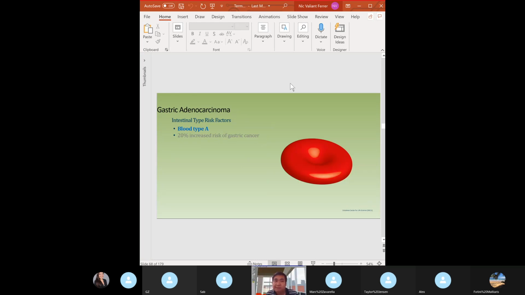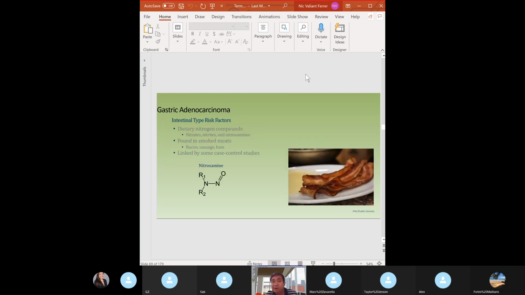Blood type A. Well, this is for trivia questions. 20% increased risk of gastric cancer. I don't know why. You could tell me after. Dietary nitrogen compounds, of course, are nitrates, nitrites, nitrosamines. Careful with bacon, smoked meats, guys, okay? Bacon, sausage, and ham. And sometimes linked by some case control studies for the smoked meats, okay? So all the good things in life, guys, be careful. But, you know, only in moderation, right?